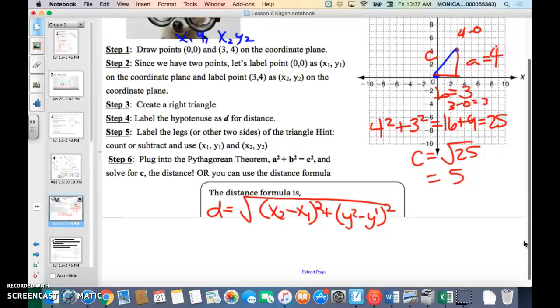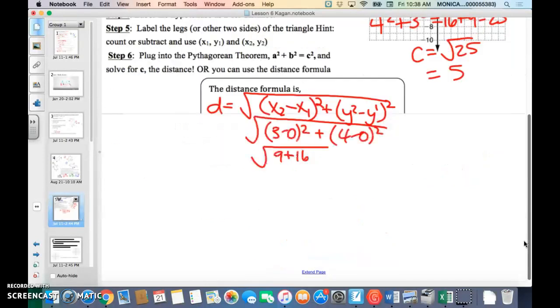So in this case, it would have been 3 minus 0 squared plus 4 minus 0 squared. And then you take the square root of that, and you'll see that it's the square root of 9 plus 16, which is the square root of 25, which means 5. So you end up with the same answer.